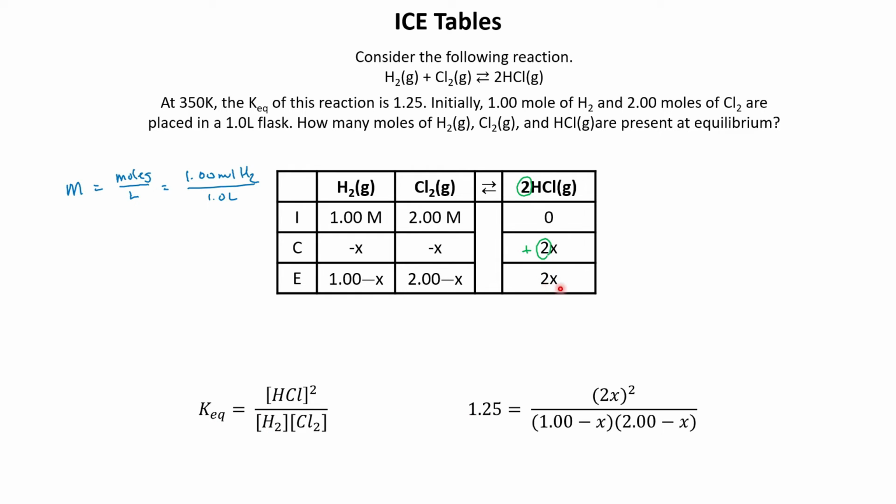My concentration of hydrochloric acid is 2X. Again, don't forget the square. That's kind of a common mistake I see. And for my reactants, my hydrogen is 1 minus X and my chlorine is 2 minus X. All right, so our math is going to get a little bit messier here. Let's give ourselves a little more space. Let's go to the next page.